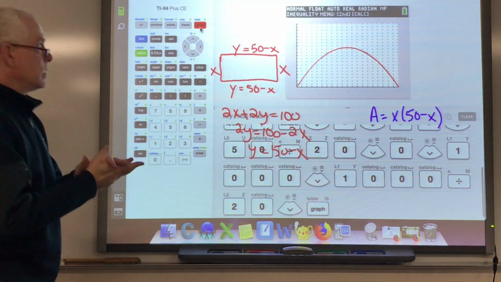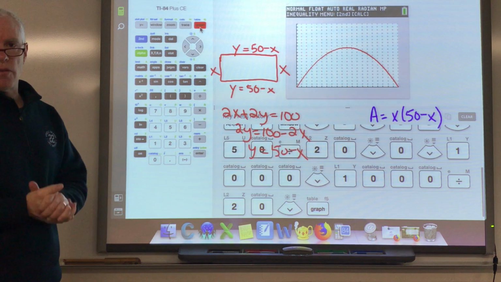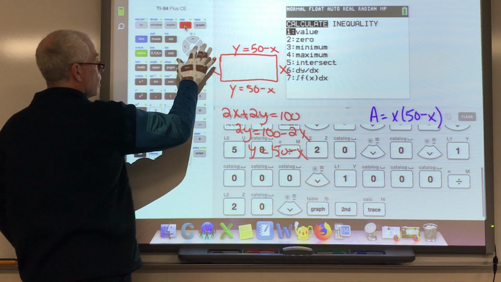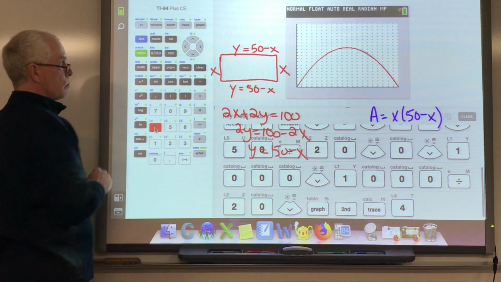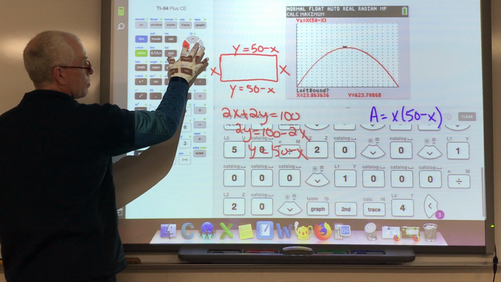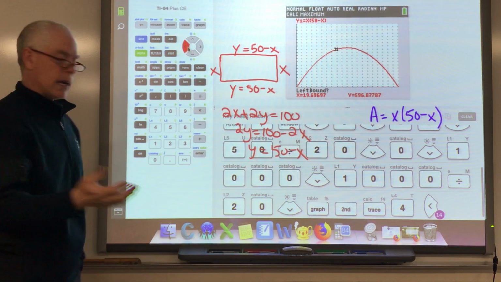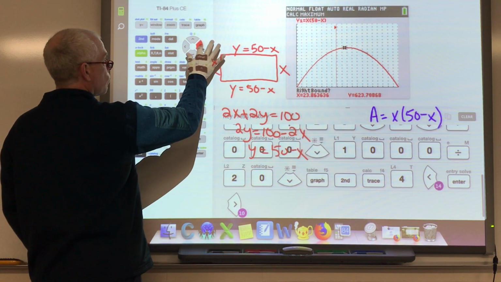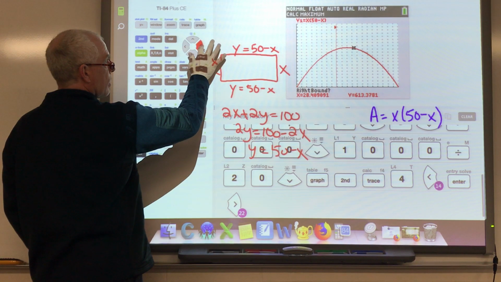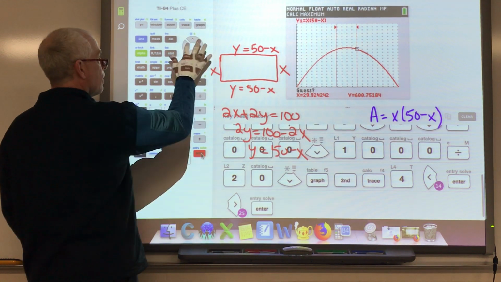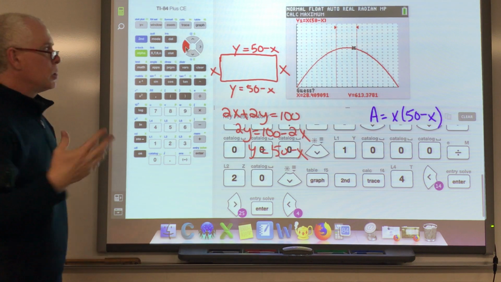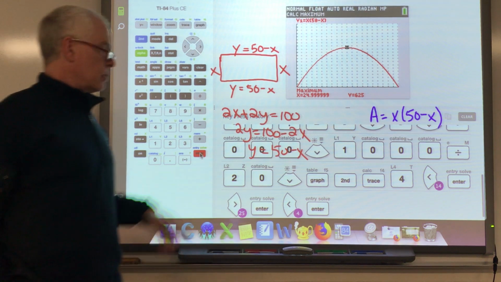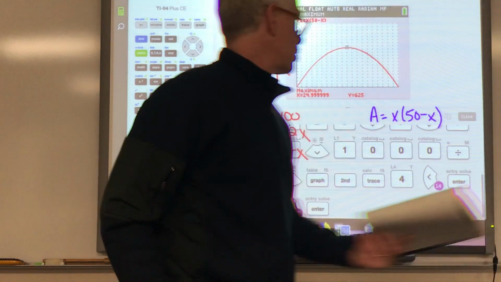And we're looking to maximize the area. So I'm really interested in the peak or the vertex of that graph. So if I go to calculate, I'm going to choose maximum there because that's what we're dealing with. It asks for a left bound, so I'm going to move the cursor left of where I think the maximum is, and I'm going to press enter. And then it asks for a right bound, so I'm going to move the cursor to the right of where I think that maximum is, and then I'm going to press enter. And then a guess, honestly the guess just has to be between those two, so I'm going to press enter there. Okay, and it's saying x is, for all intents and purposes here, 25.